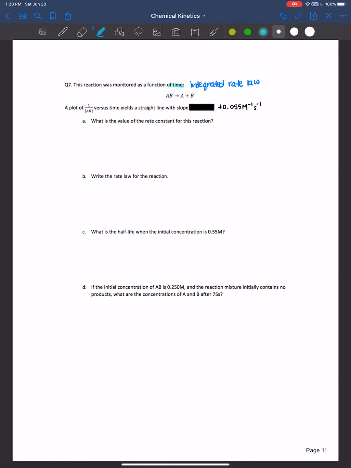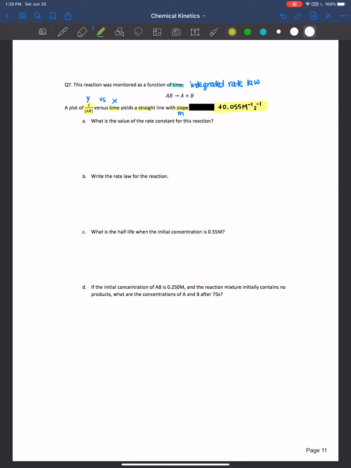Let's look at the other clues provided in this problem. It says a plot of 1 over [AB] versus time. So anytime you hear that, I want you to think, okay, that's y versus x yields a straight line with a slope, and slope for us, remember, I always represent as little m. So we have a slope of a positive 0.055 inverse molar inverse seconds.